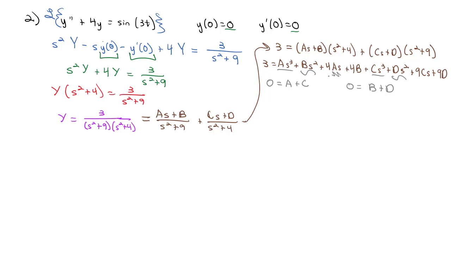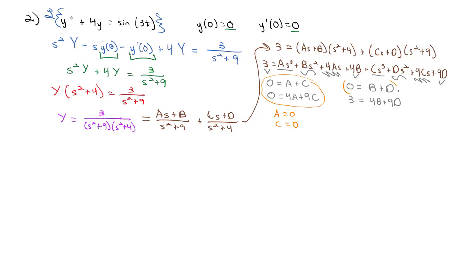Looking at our s's, we have 0 on the left, giving us 4A plus 9C. And now our constants, we finally have a number on the left. 3 is equal to 4B plus 9D. Which is really nice on those two equations with A and C. If they both equal 0, then we know A equals 0 and C equals 0. It's the only possible solution there.